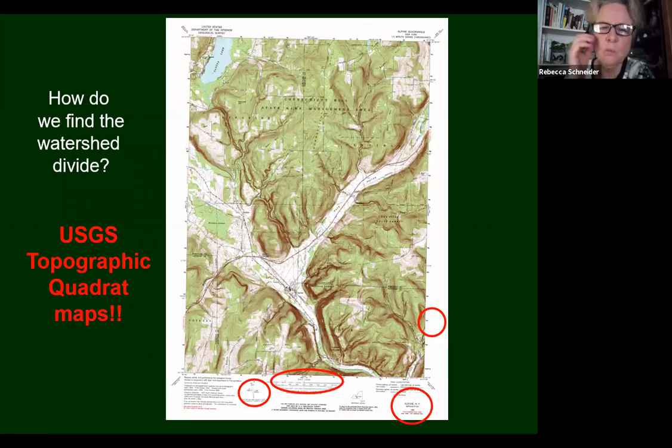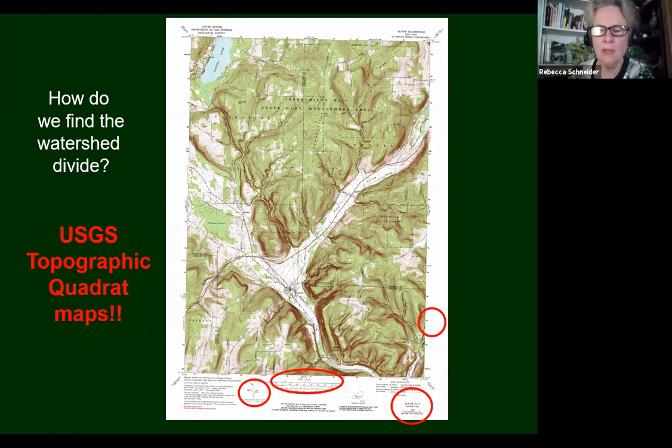But I think it's really worth knowing how that watershed divide is figured out. And then that way you can figure out for yourself. And the way we do it is to use a topographic map. And you find where the top of the hills are, find where the lip of the bowl is, where are those hills that surround the creek or the river.